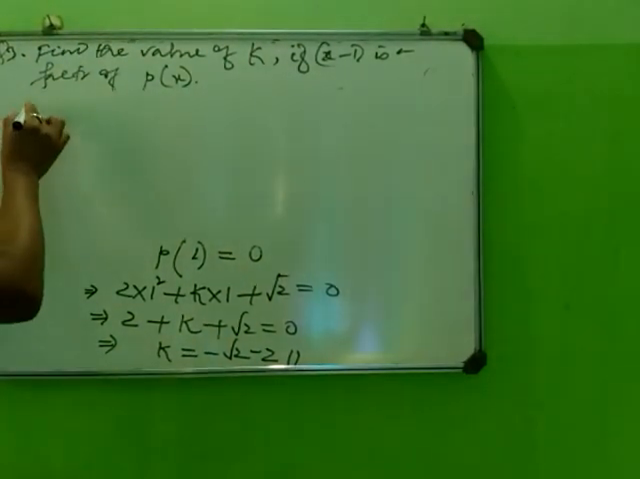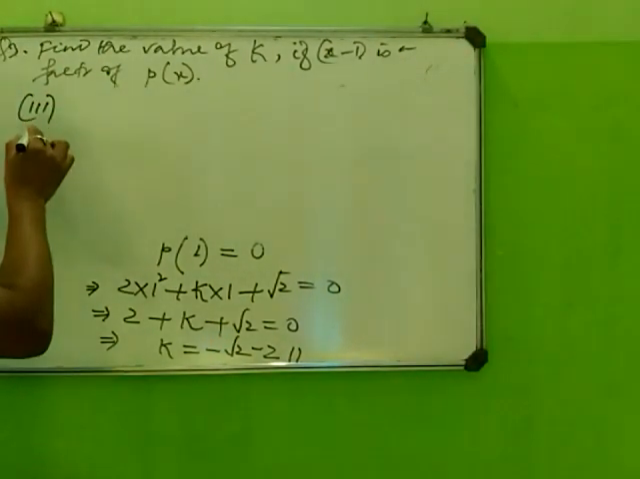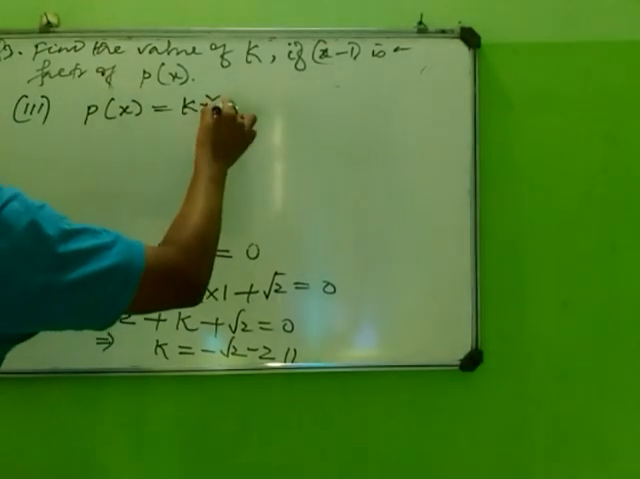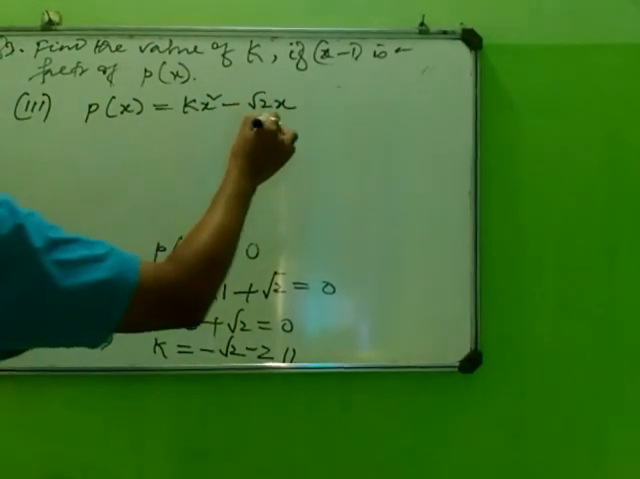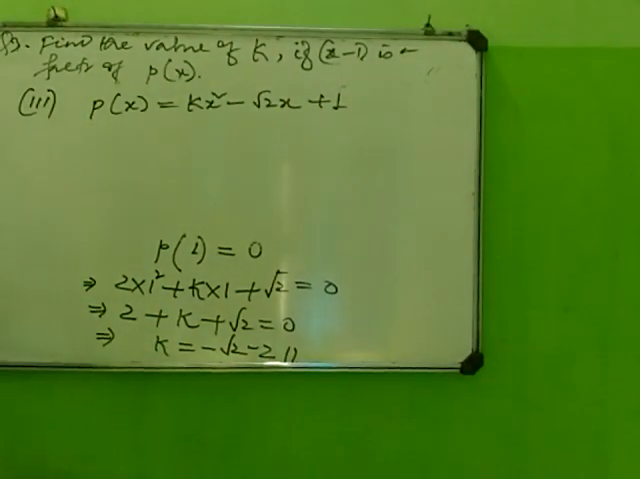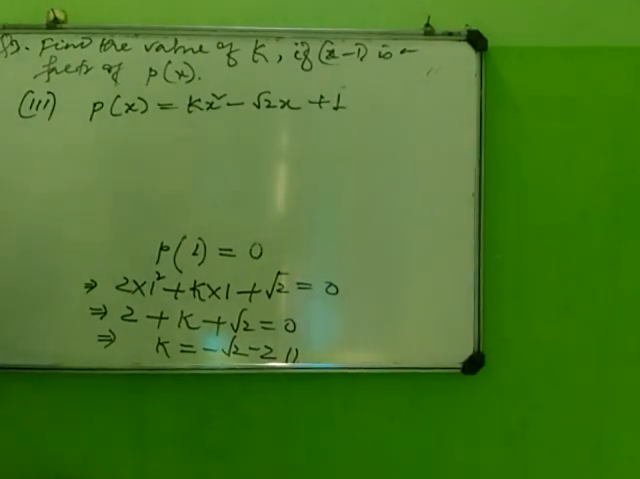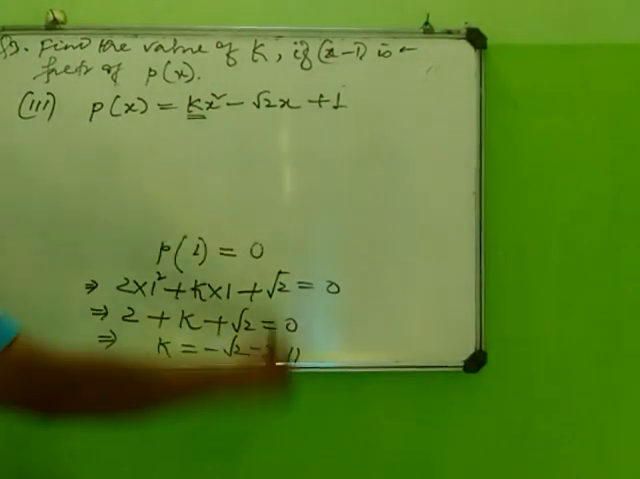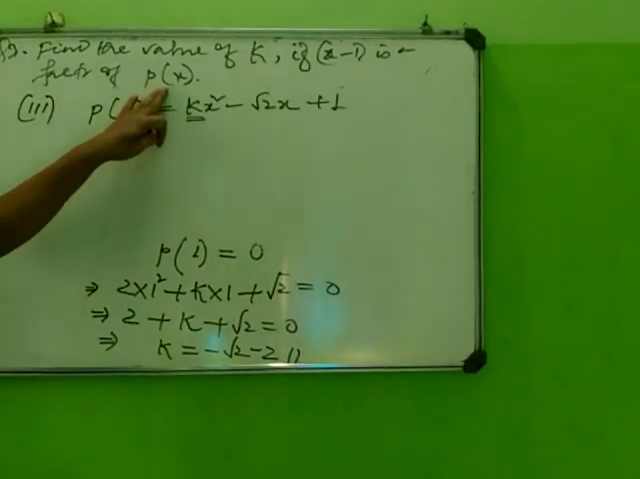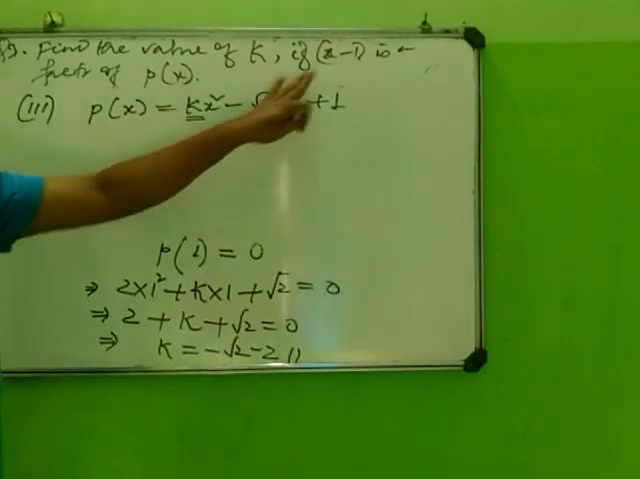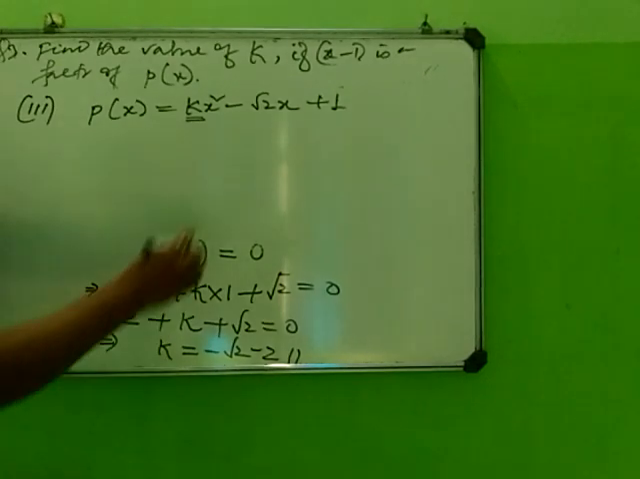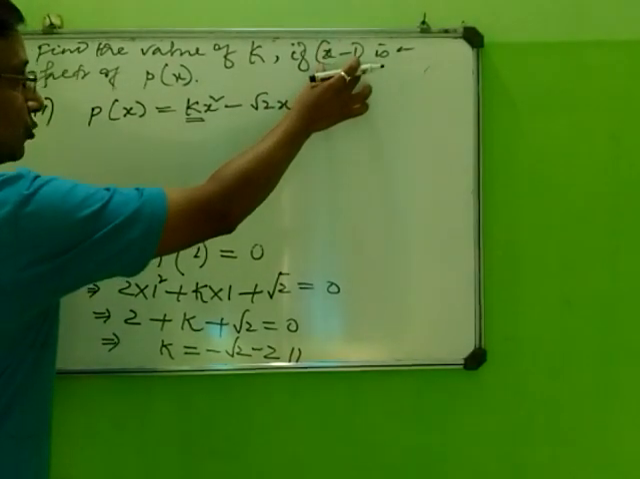Let us take number 3. So p of x equals kx squared minus root 2 x plus 1. Now the same question, you are to find the value of k if x minus 1 is a factor of p of x. That means p of x is exactly divisible by x minus 1. So the remainder you will get is 0. So you make the divisor equal to 0.